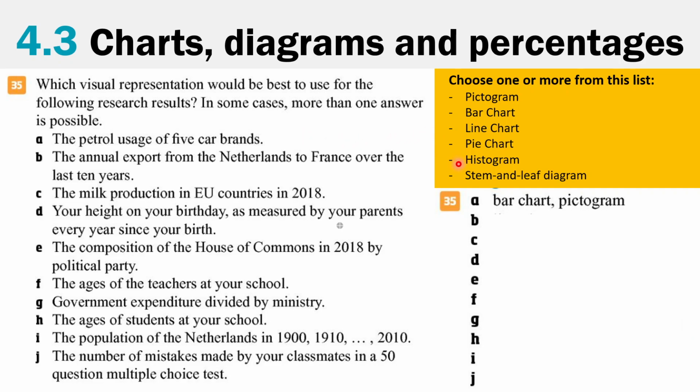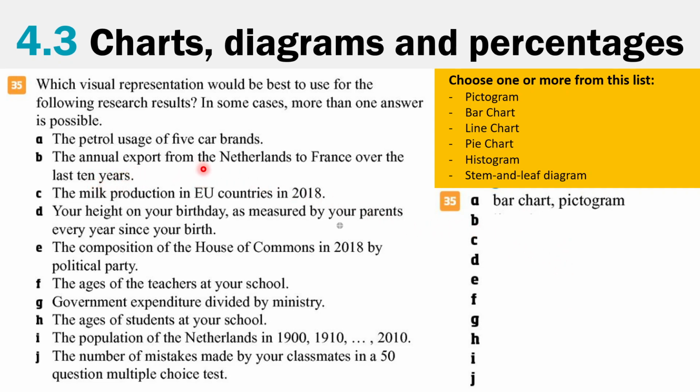While in a histogram, underneath the bars are always numbers. Okay, always. And another difference is that in bar charts, the bars are not touching each other, and in a histogram they are. Okay? So here we use bar charts and not histograms, because underneath we want to label them using the car brands.